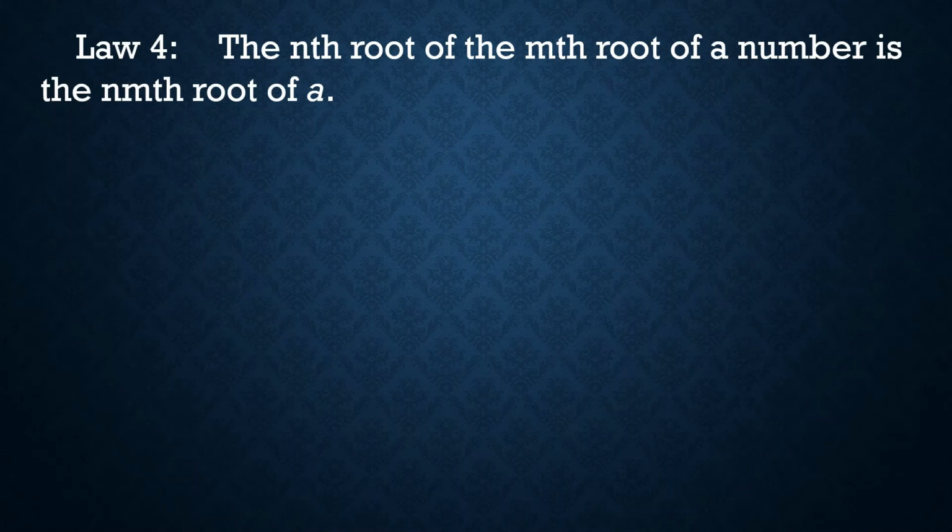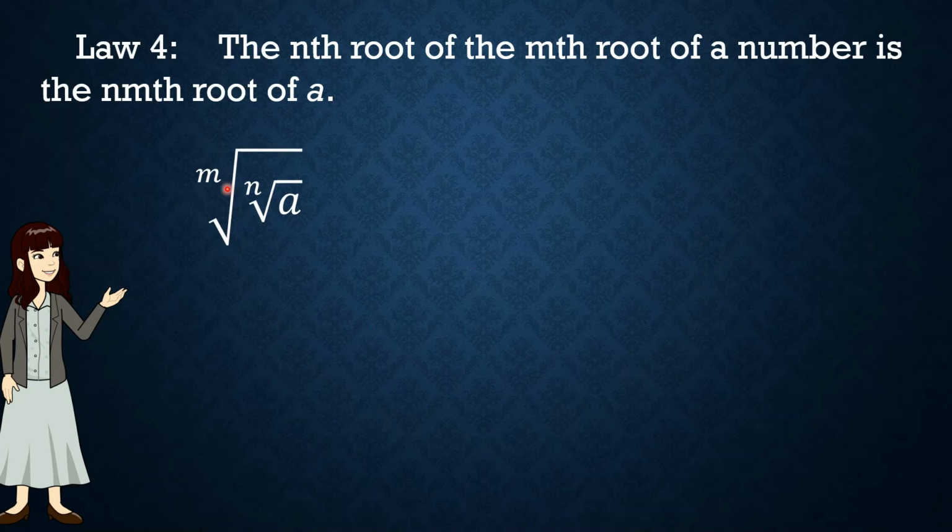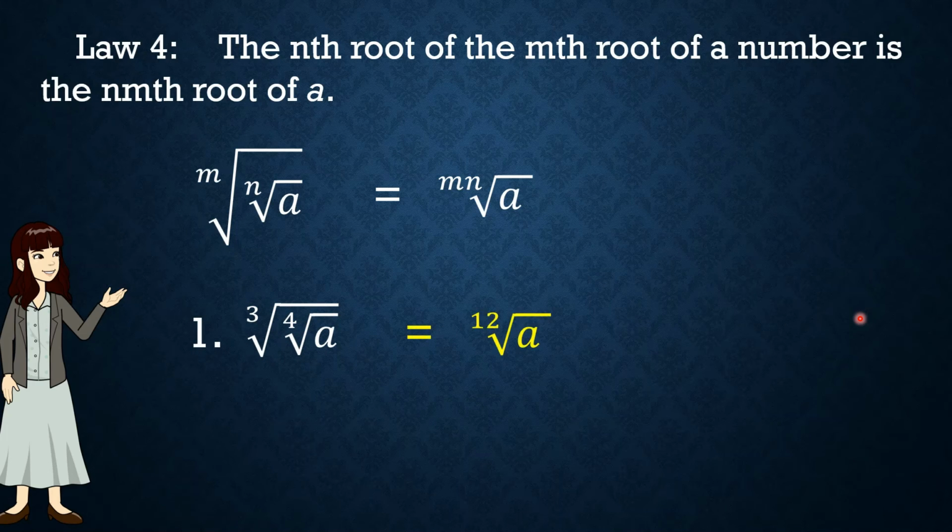Okay, law number 4. The n root of the m root of a number is the nm root of a. What is that? The m root of the n root of a is equal to the mn root of a. So you need to multiply the indices. Example: cube root of the 4th root of a is equal to the 12th root of a. Multiply the indices, so 12th root of a.